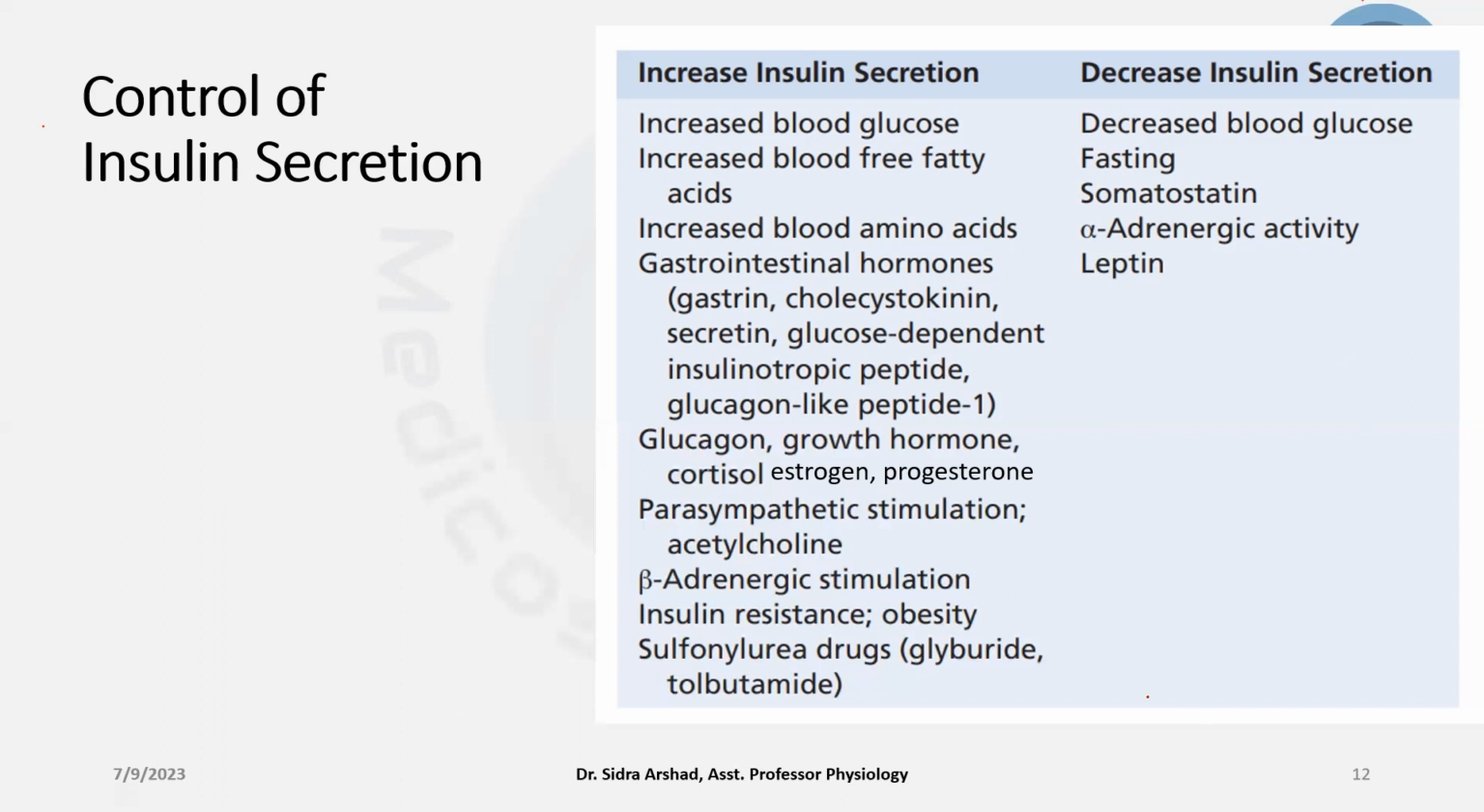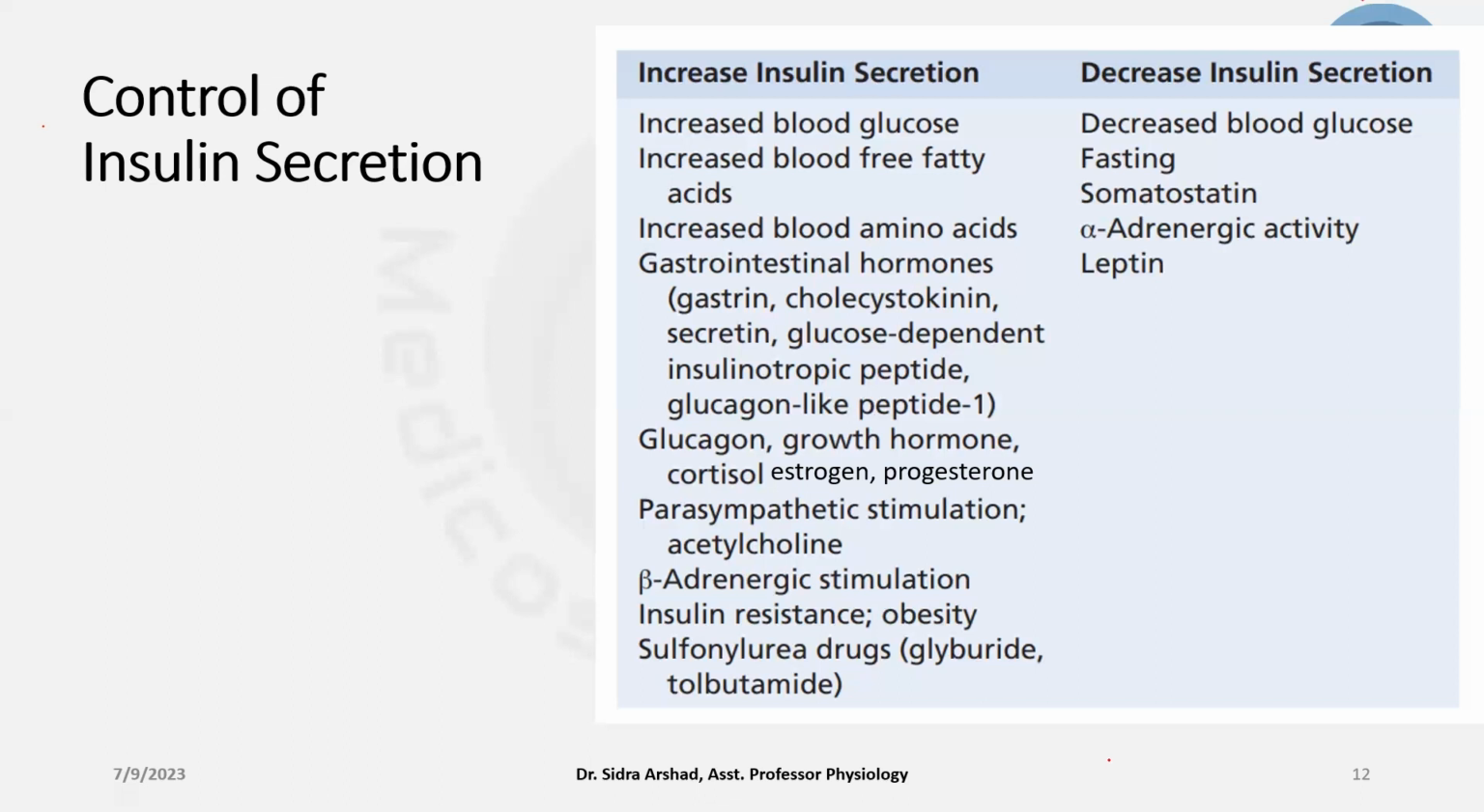The pancreatic islets are richly innervated by the autonomic nerves, parasympathetic as well as sympathetic nerves. Direct parasympathetic stimulation, through acetylcholine, also promotes the secretion of insulin from the beta cells, as does beta adrenergic stimulation. Sympathetic stimulation has a dual effect. It can promote the release of insulin, and it can also inhibit or decrease the release of insulin from the beta cells.